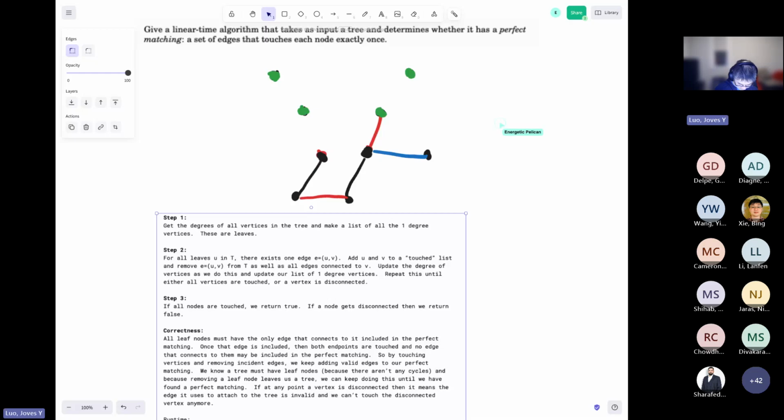So the next thing I'm going to do, add U to a touch list and remove UV, and then remove all the edges that touch it. Okay. Update the degree of vertices as we do, and update the list of 1 degrees. Repeat this until either all vertices are touched or a vertex is disconnected. Okay.